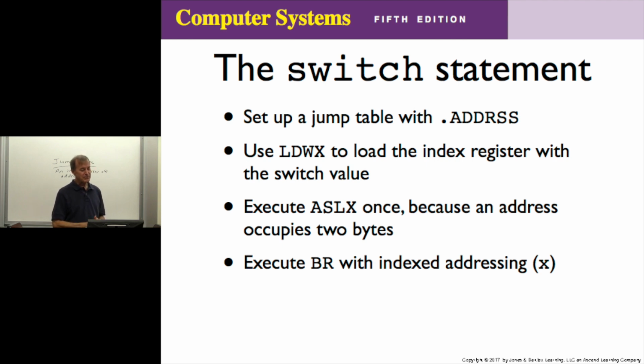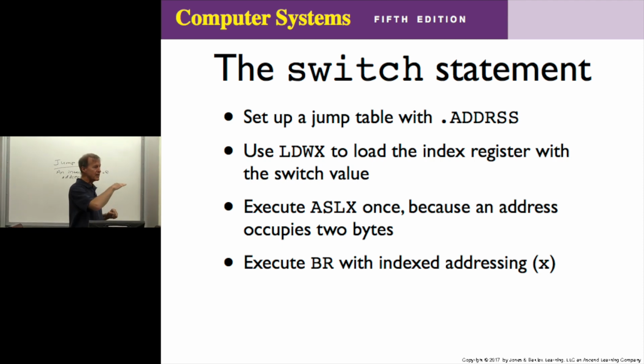So here's what you do. And by the way, this is what the compiler does, because what we can do can be automated by the compiler, right? So here what we do is we set up a jump table with .ADDRSS. And you can put that right in the middle of the code and it won't be executed because we're going to branch around it. So you set up a jump table with the .ADDRSS.